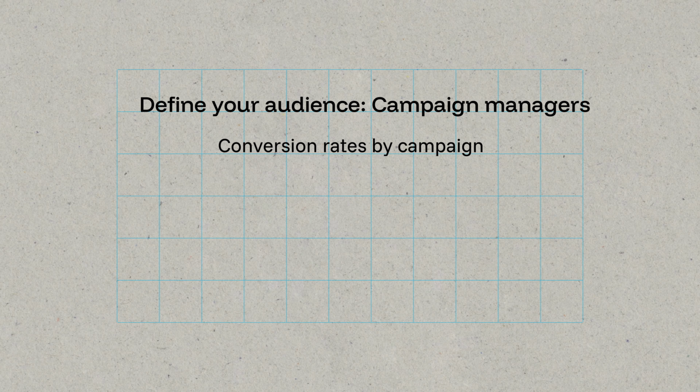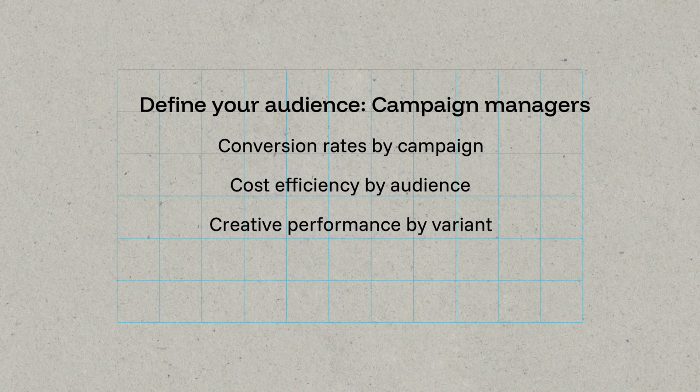Campaign managers optimizing tactics need granular performance. Conversion rates by campaign, cost efficiency by audience, creative performance by variant. Detailed but focused. Different audiences, different dashboards. Not one mega dashboard trying to serve everyone.